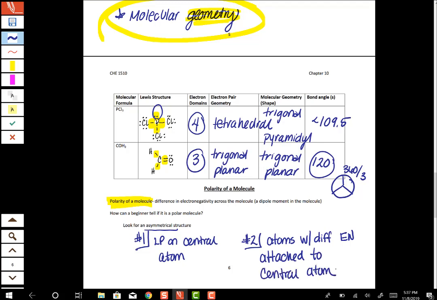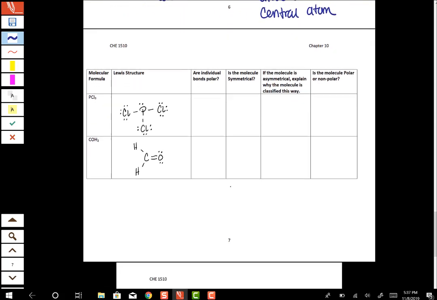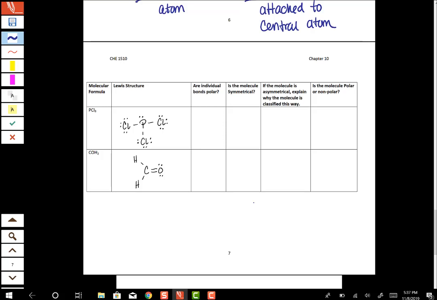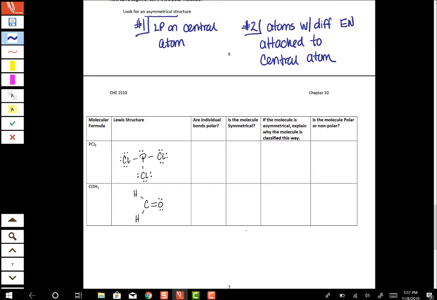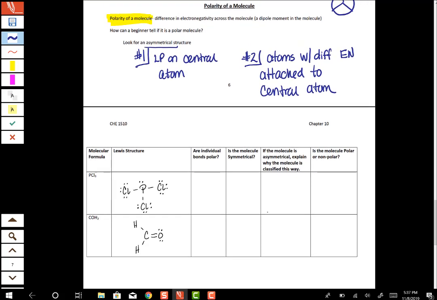Let's look at an example of each of these. So here are the same structures that we saw above. And I'm going to scroll so you can still see that top part. And so what we can do is answer the following questions in this table. So question 1, are the individual bonds polar? Well, chlorine's electronegativity value is 3.0. Phosphorus has an electronegativity value of 2.1. So yeah, that bond is polar.